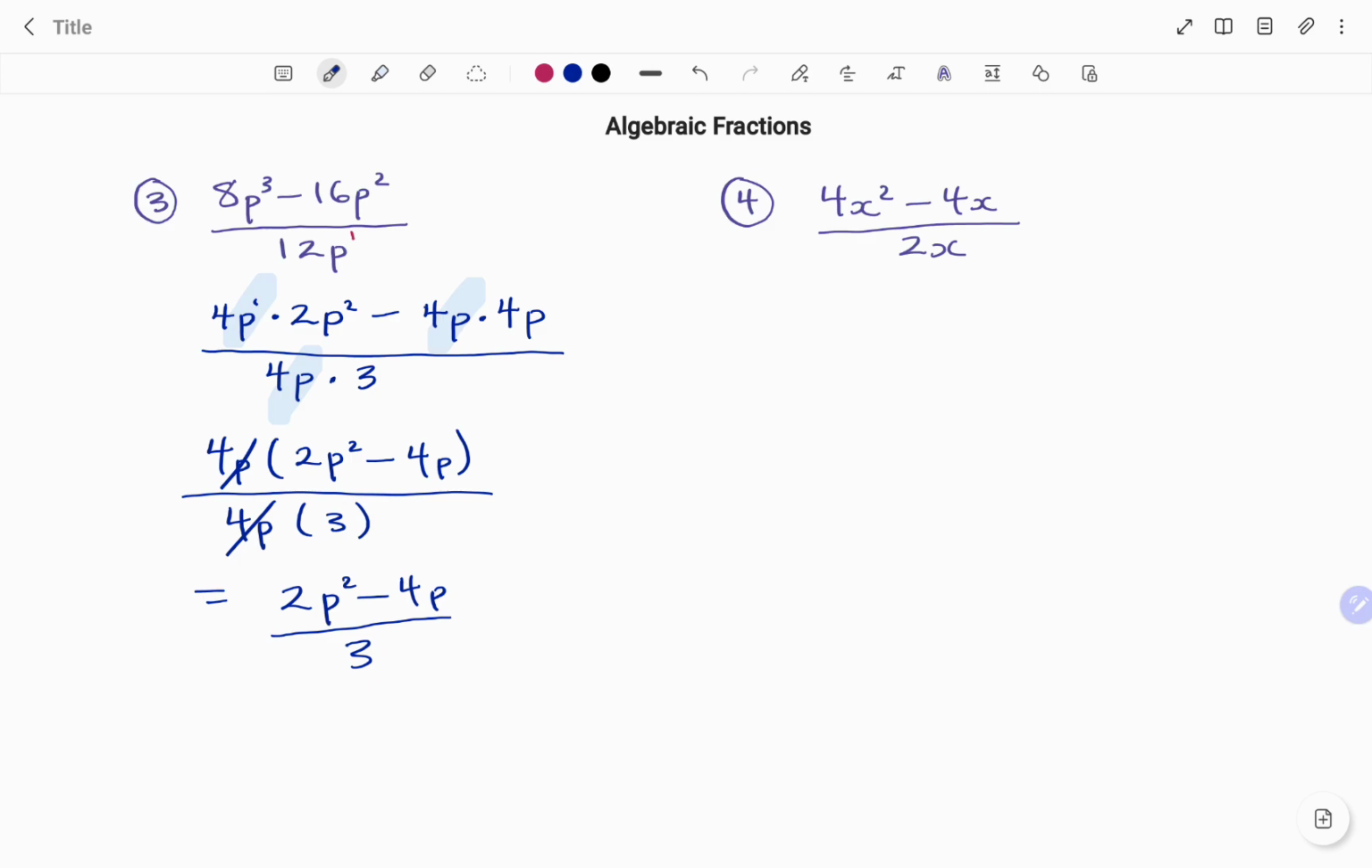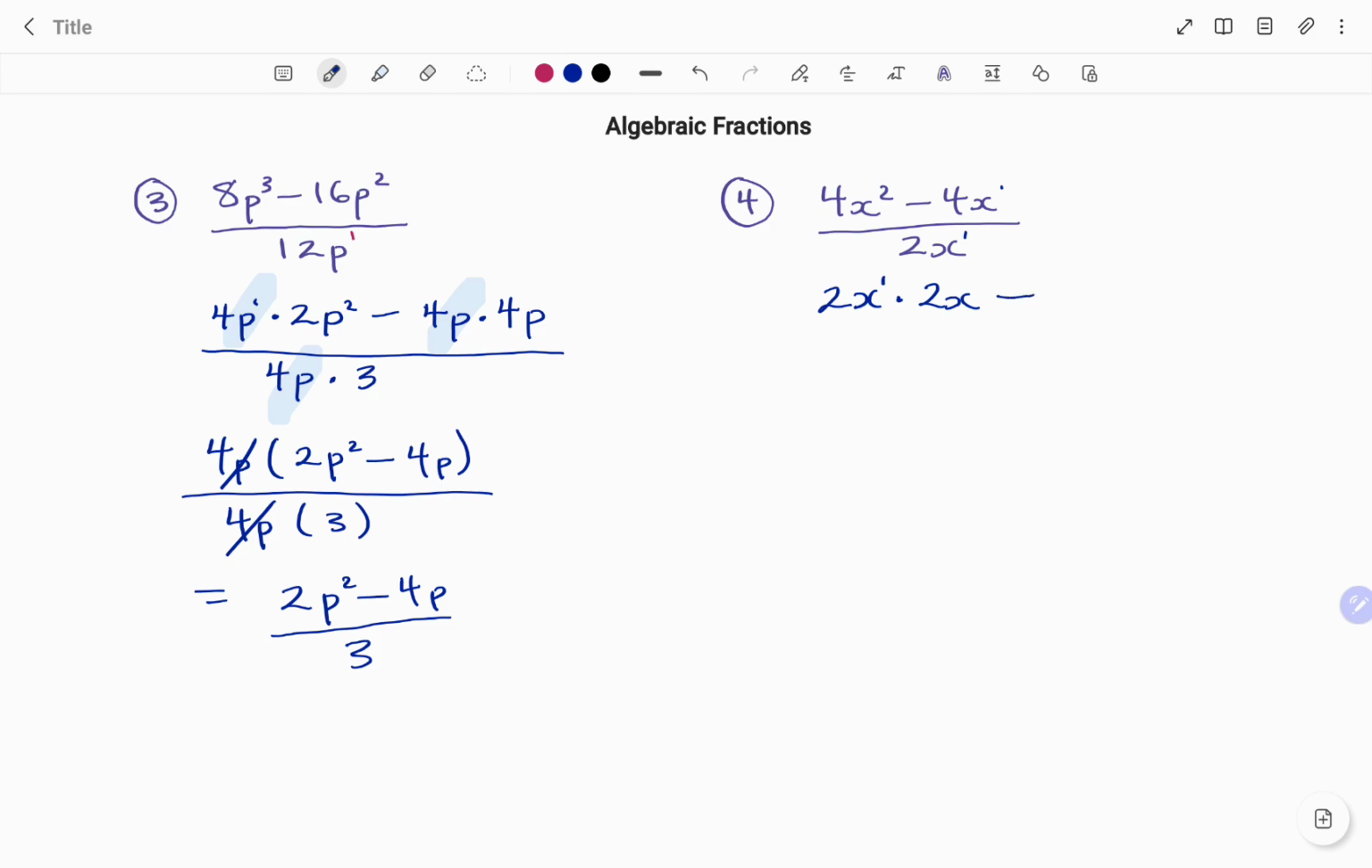In my last example, I have 4x squared minus 4x all divided by 2x. For 4 and 2, the highest common factor is 2, so I'm going to take out 2. Also, for my variable, I have each term attached to x, but I'm going to pick the variable with the lowest exponent. There's an invisible 1 here, and that is x to the power of 1. To get 4x squared, that will be 2x. 2 times 2 is 4, x times x is x squared.